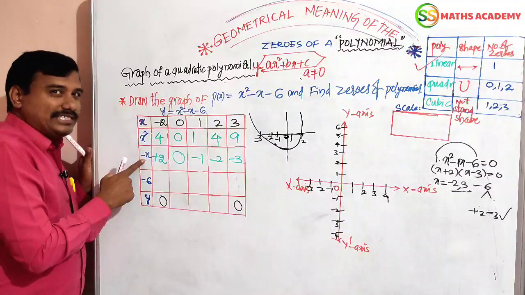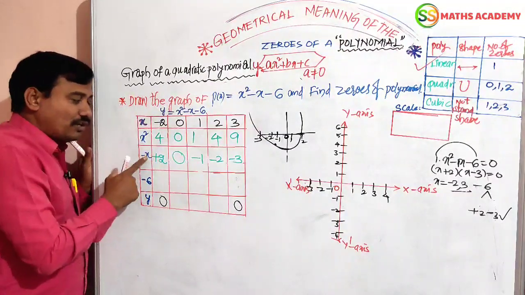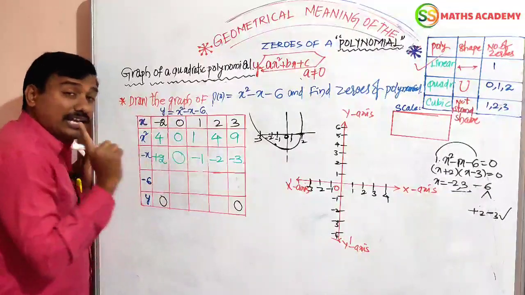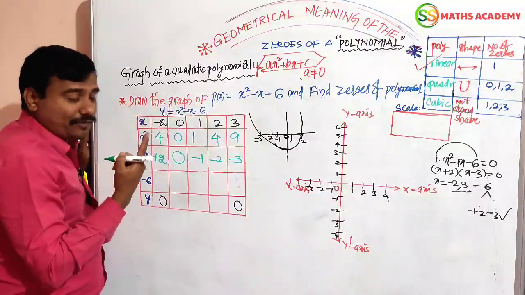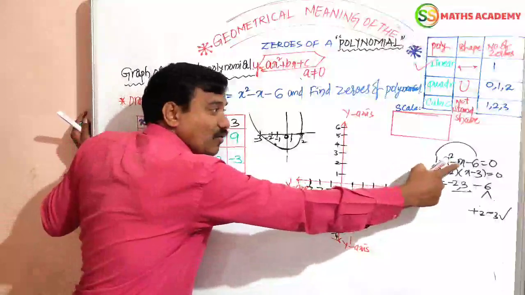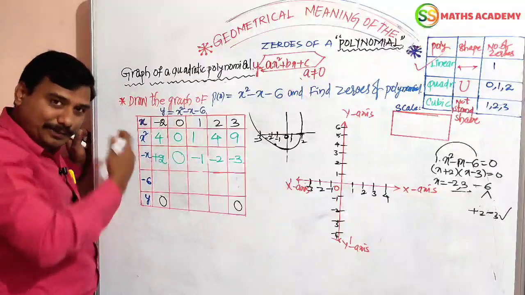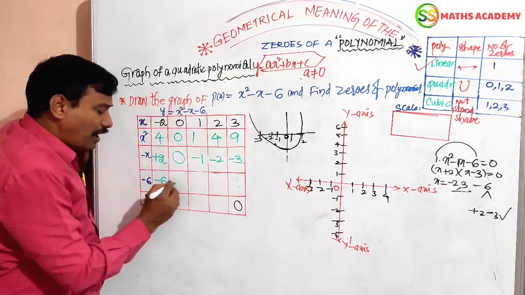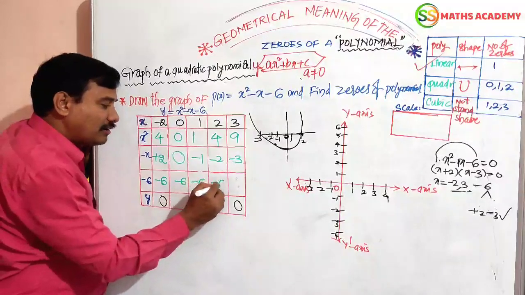That coefficient must be multiplied with all these values. For suppose 2 is there: 2 into 2 is 4, 2 into 0 is 0, 2 into 1 is 2, 2 into 2 is 4. Like that we should get the answers in other graphs. But luckily we are getting coefficient 1 only, so the same numbers will repeat. Now minus 6, it is a constant. So in all boxes you should write minus 6.